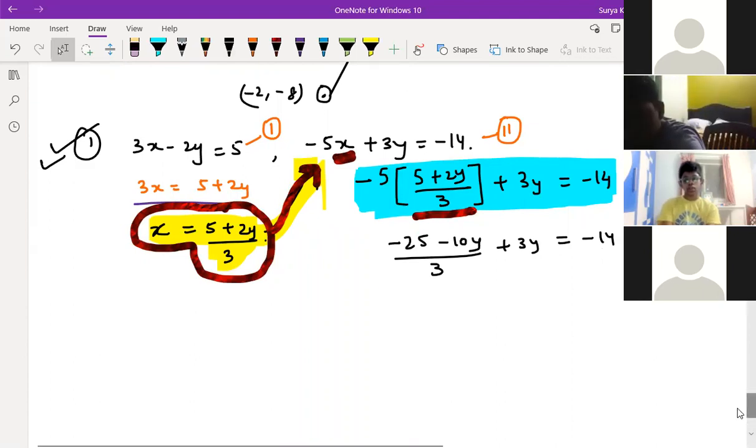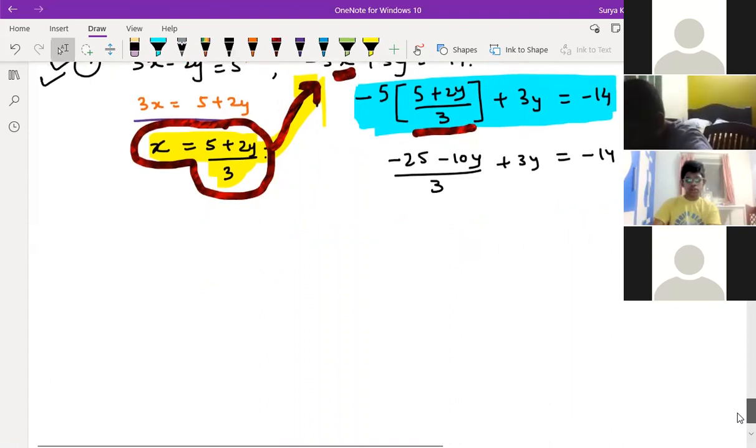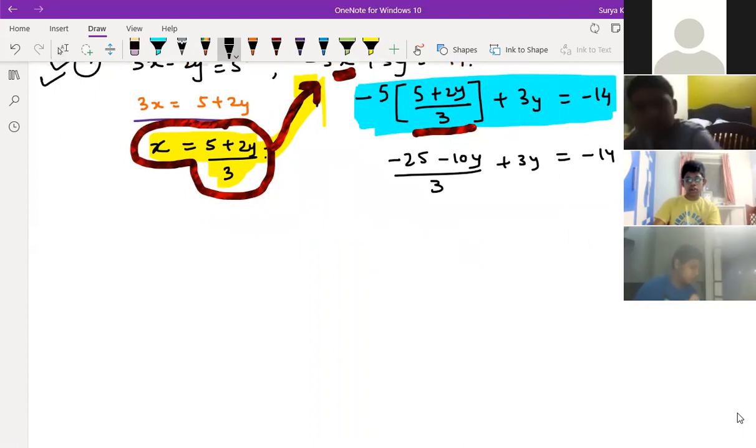So this part is clear, Satvik, what we have done here? Yes sir, I understood. I'm getting the same thing. Yeah, simply we multiply this minus 5 inside only. Okay. Now what to do? Tell me. Sir, minus 35 by 3 plus 3y is equal to minus 40. Minus 35y.